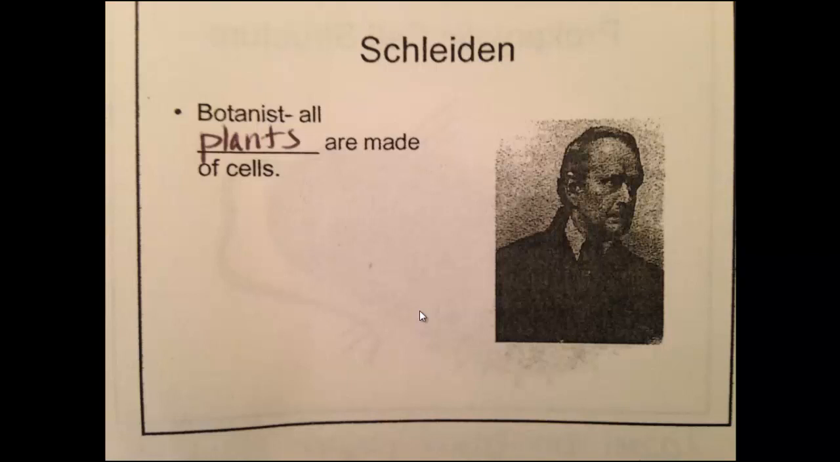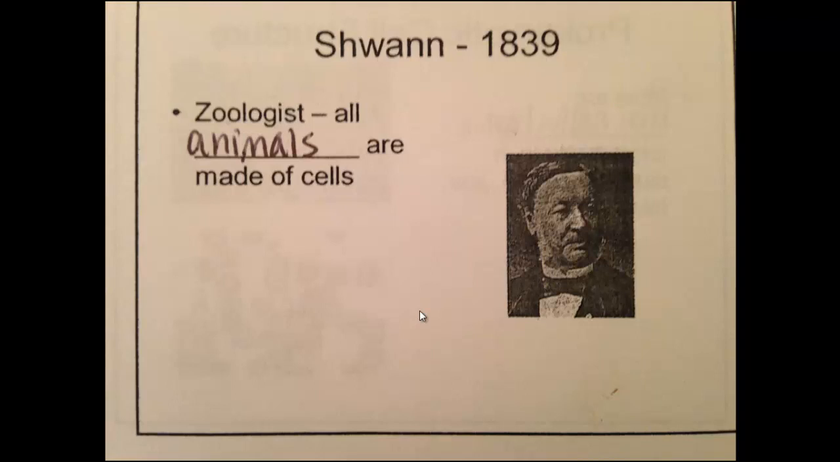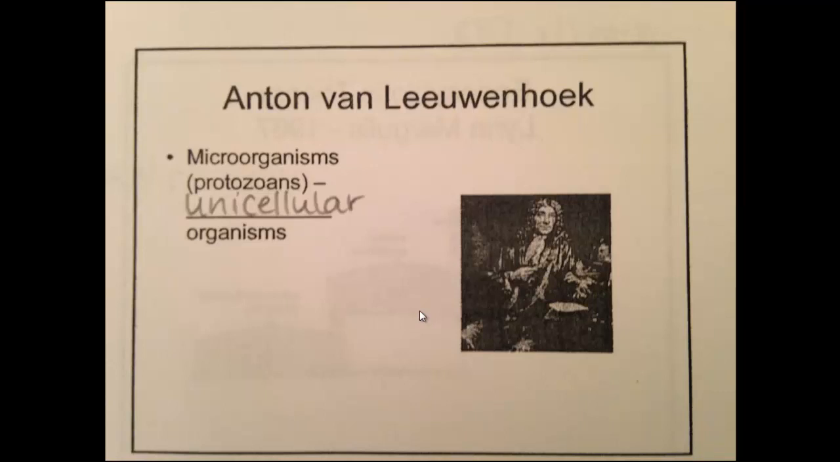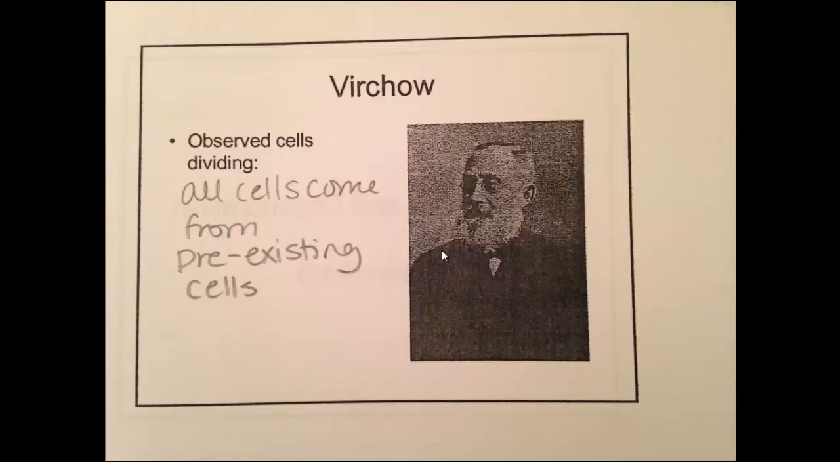Schleiden is the botanist, so he said that all plants are made of cells. Schwann is a zoologist. He saw that all animals were made of cells. Leeuwenhoek actually used a microscope to see that there were microorganisms or protozoans, and those are all unicellular organisms that could live as just one cell on their own. And Virchow observed that these cells were dividing, so all cells came from pre-existing cells. They didn't just sprout up automatically.